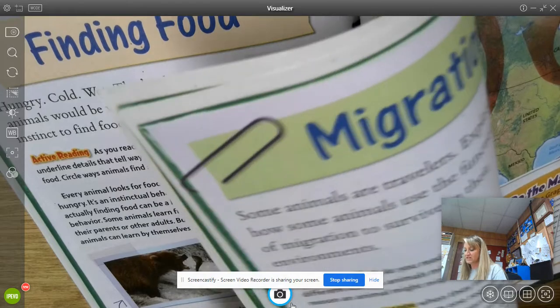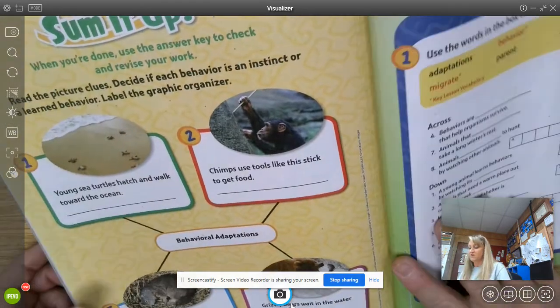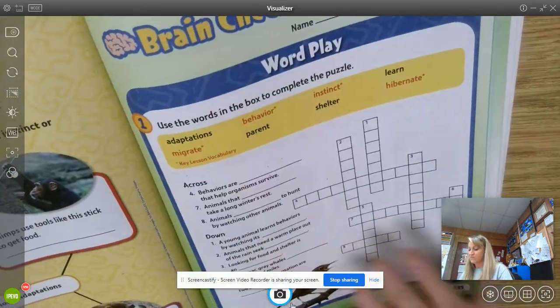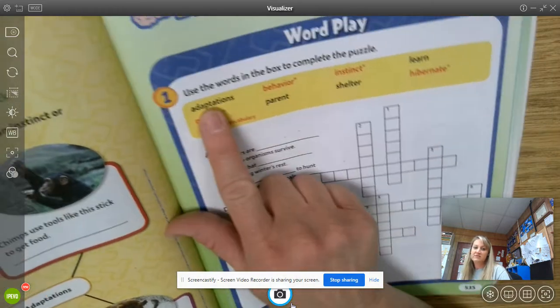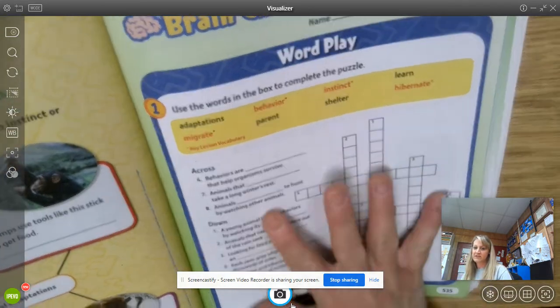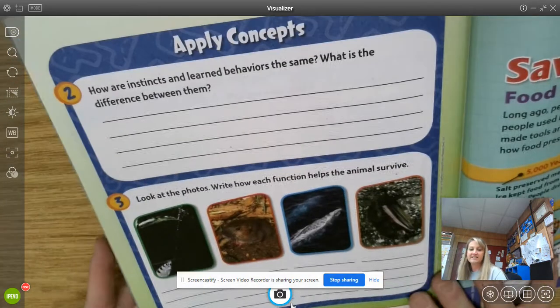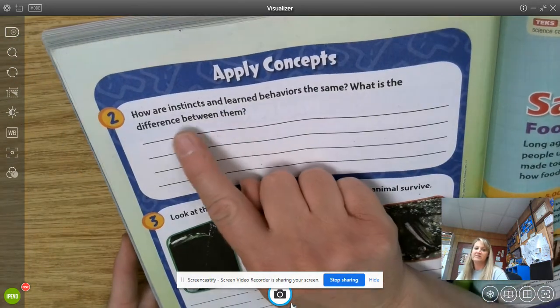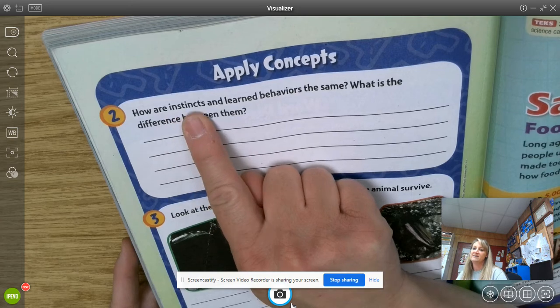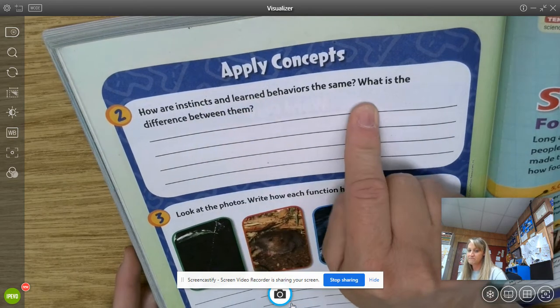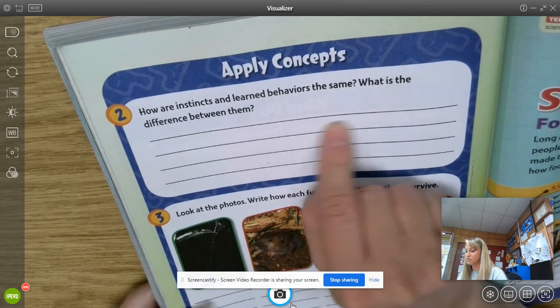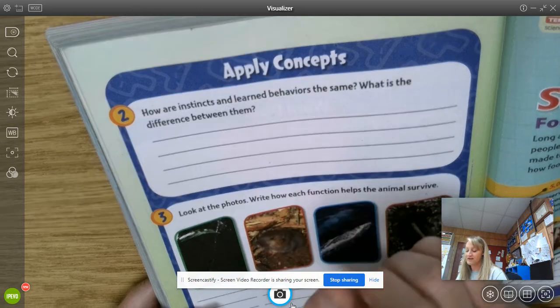Okay, so you're going to read this whole chapter, or unit lesson, I should say. You're going to use these words right here to fill in the puzzle. That should be easy for you. On page 536, I just told you the answer to this one. How are instincts and learned behaviors the same? And what's different? So one thing, how are they the same? And one thing, how they're different.